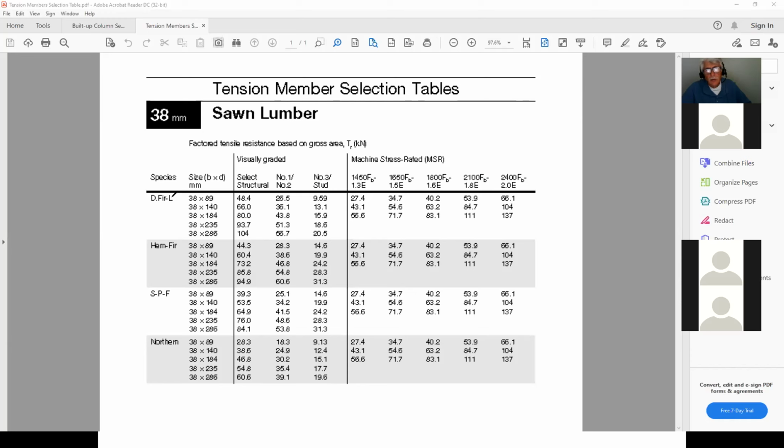Any questions on this table before I move away? It's all good? Yeah, I guess. Yep. Okay, so there's your table for TR.